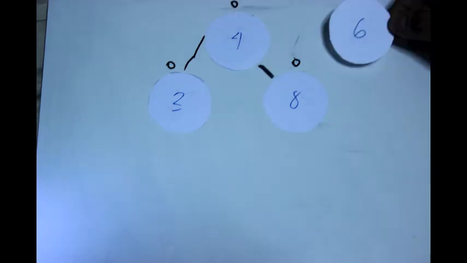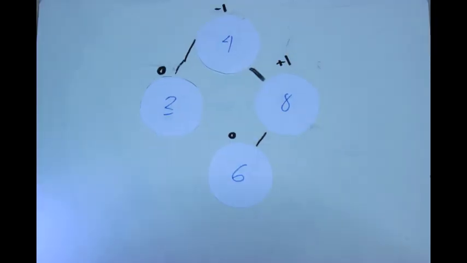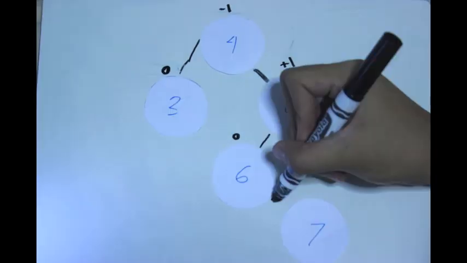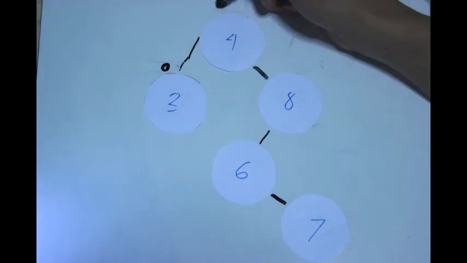Now we insert 6. Since 6 is greater than 4 but less than 8, we put it on the left subtree of node 8. Again, we check the balance factors, but this time everything is still balanced. So we move on to the next node. We insert 7 by putting it on the right subtree of node 6. Let's check the balance factors.